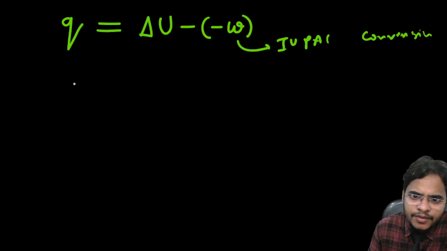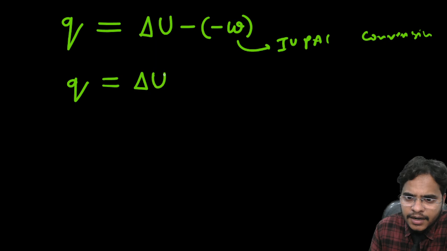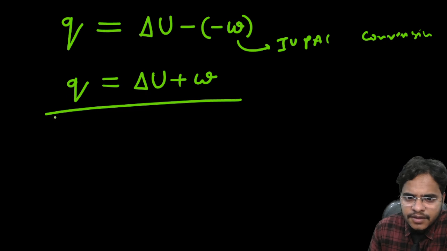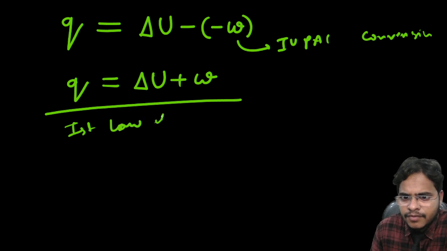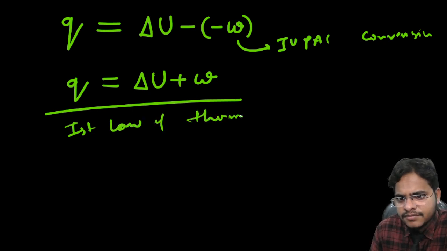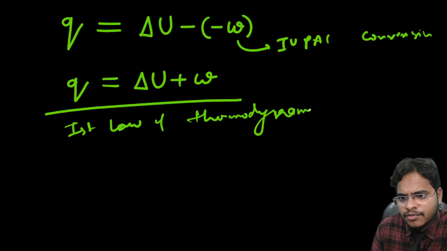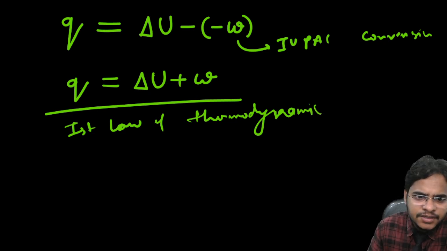So Q equals delta U, internal energy, plus W. Okay. This is the first law of thermodynamics, the first law of thermodynamics.